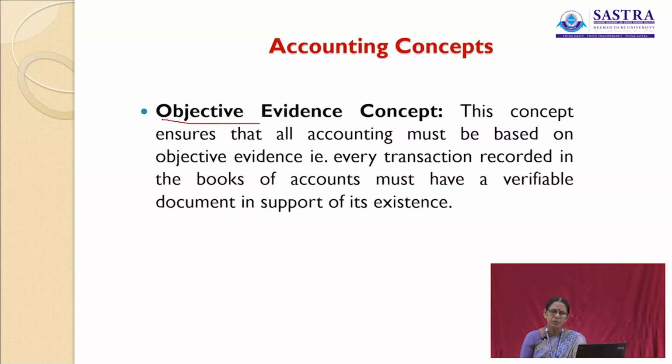Next comes the objective evidence concept. This objective evidence concept says that each and every transaction must have an evidence. In auditing we call it vouching. We are going to have a voucher for every transaction. A voucher is a documentary evidence that is said to be the basic evidence of any transaction.